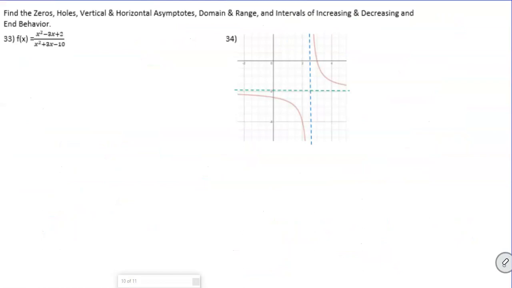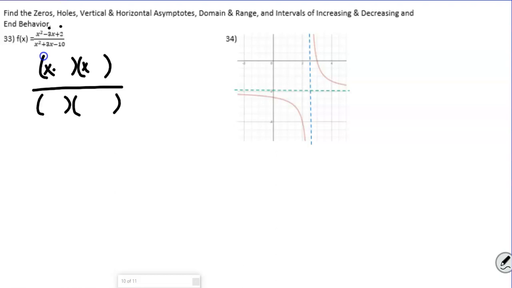Okay, on this next one, it says find the zeros, holes, vertical and horizontal asymptotes, domain, range, intervals of increase and decrease, and end behaviors. Factor this thing first, okay? So I'm going to create a couple sets of parentheses here in the numerator and the denominator, put some x's here. So we're looking at the factors of 2 that add up to be negative 3. That's going to be minus 1 and minus 2.